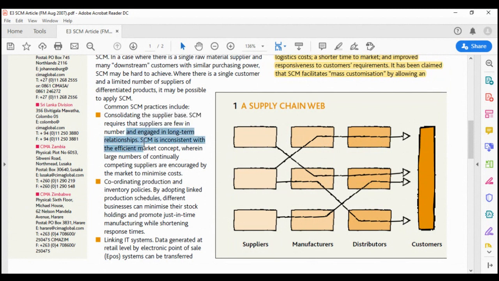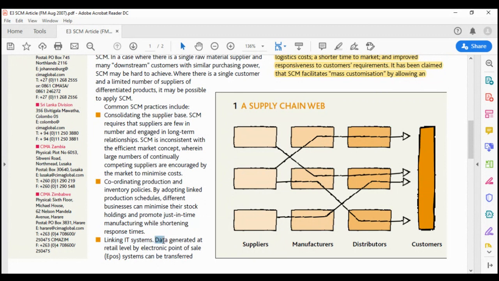And these long-term relationships are basically facilitated through the coordination of production and inventory policies. So you basically adopt linked production schedules so that businesses minimize their stock levels, and this would promote just-in-time manufacturing and shortening the response time, and all of this would result in reduced costs and improved efficiencies within the supply chain. And this is all enabled through linking of IT systems.